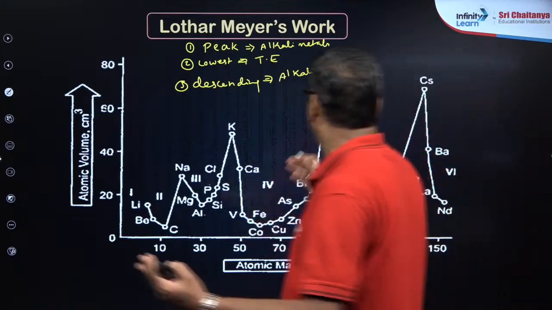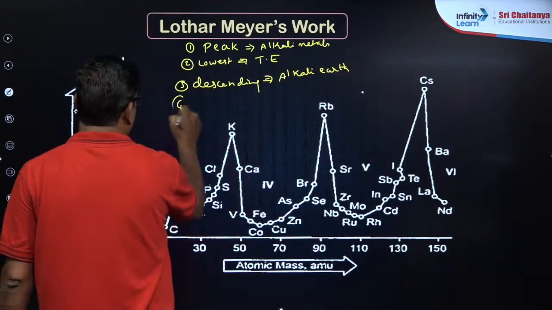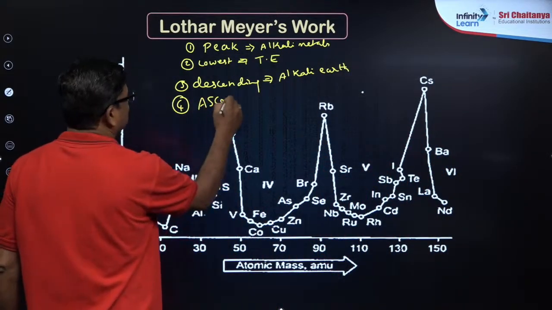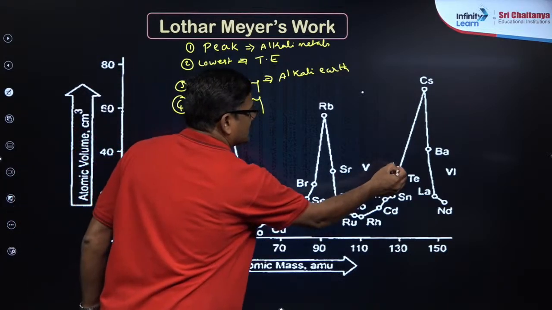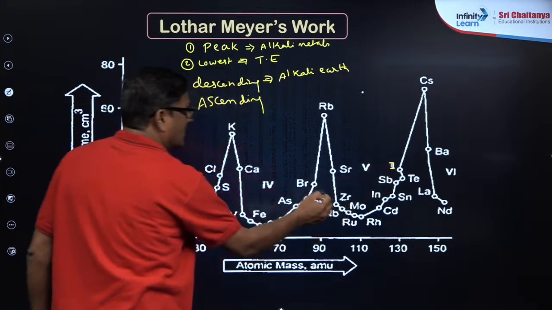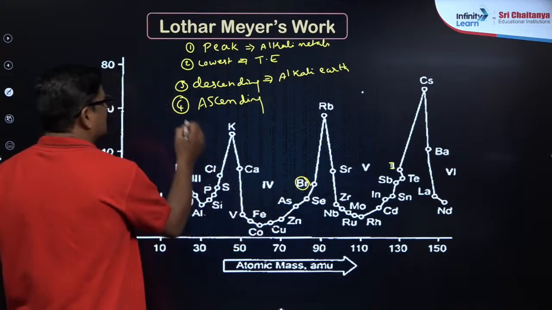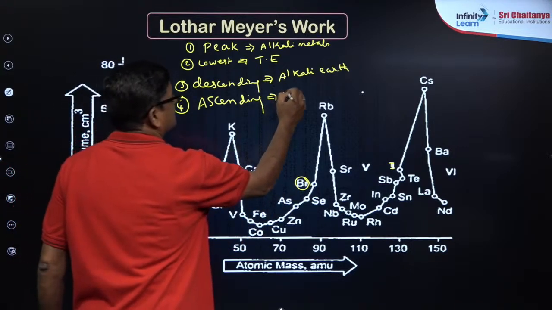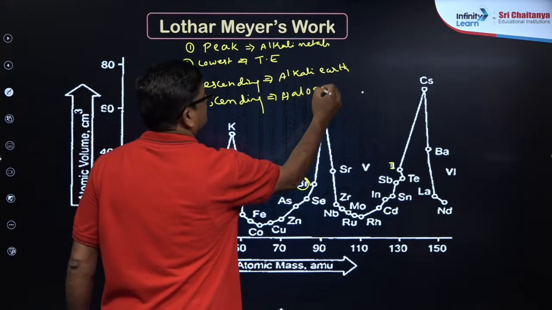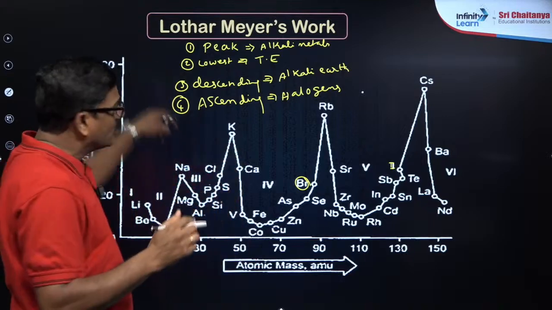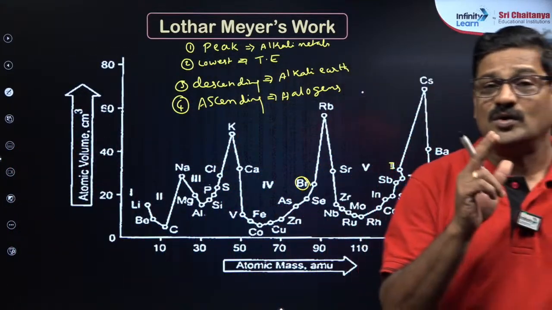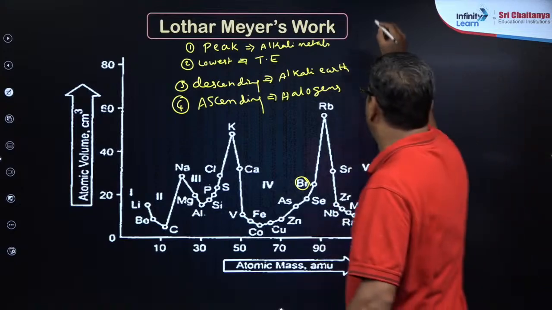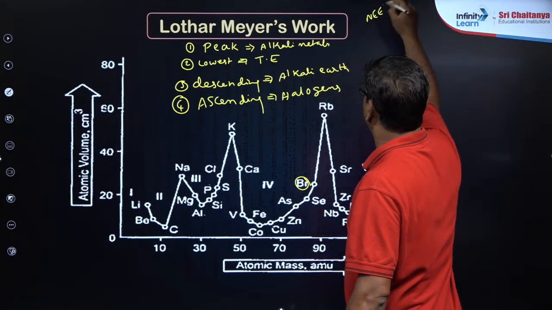Right, so alkali earth metals. And the fourth point I want to say is ascending. This ascending part is halogens. So there are four noteworthy points that can be observed from this graph. You will be getting a question based on this in the NEET examination, my dear students.